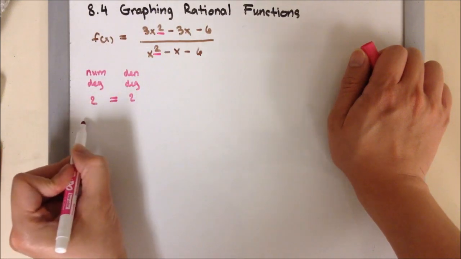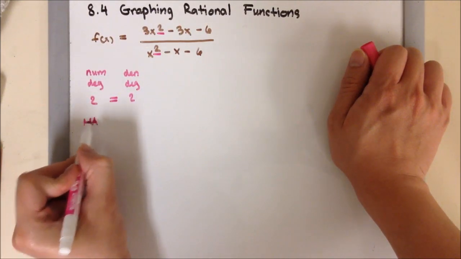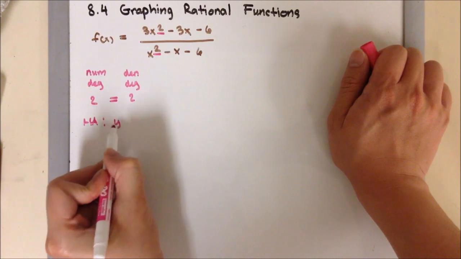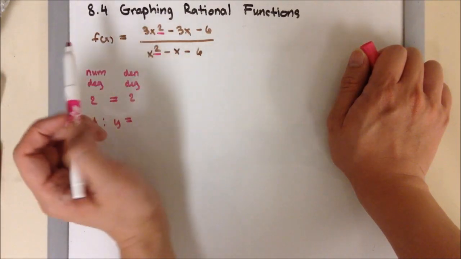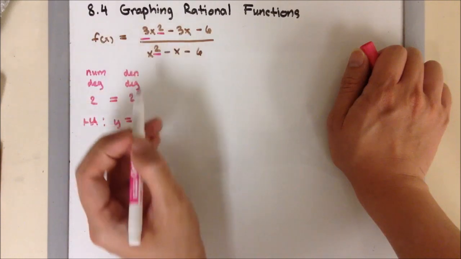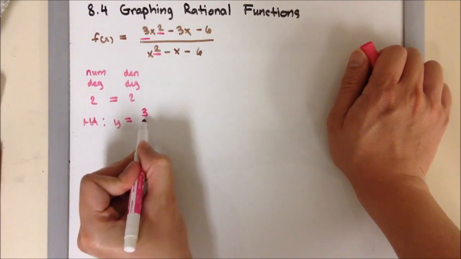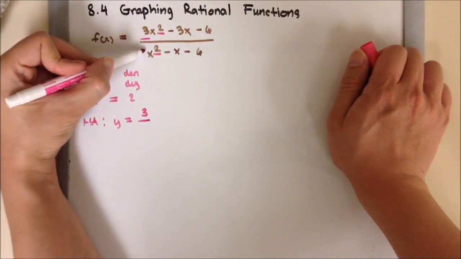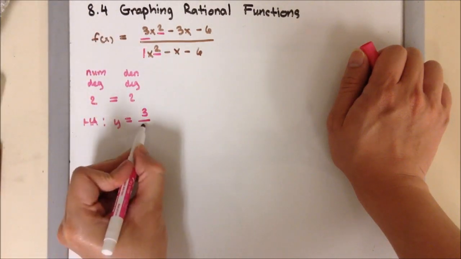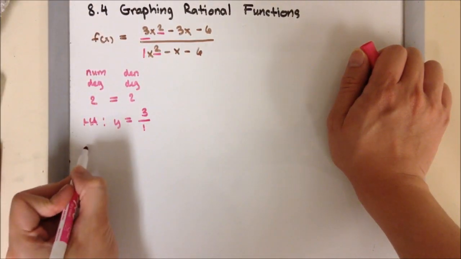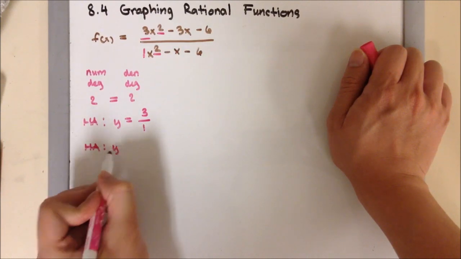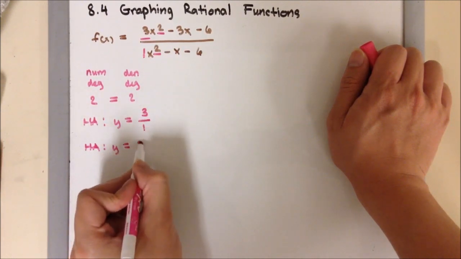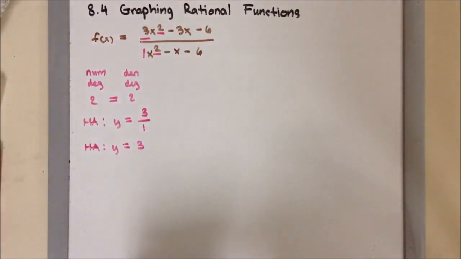So that means that for our horizontal asymptote, since they both equal, it's going to be y equals the leading coefficient of the numerator, in this case the 3, so 3 at the very top, over the leading coefficient in the denominator, which is 1. So my horizontal asymptote is going to be y equals 3 over 1 is 3. And then let me box that up.